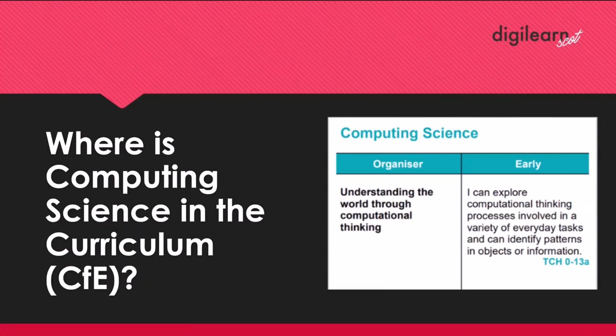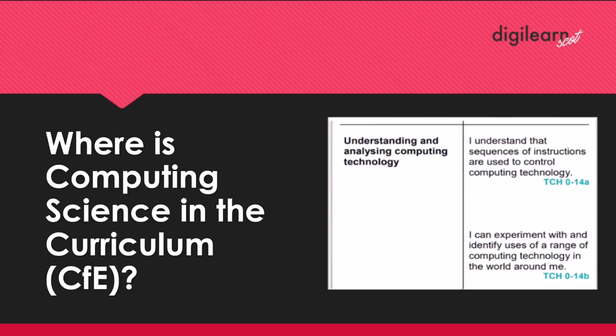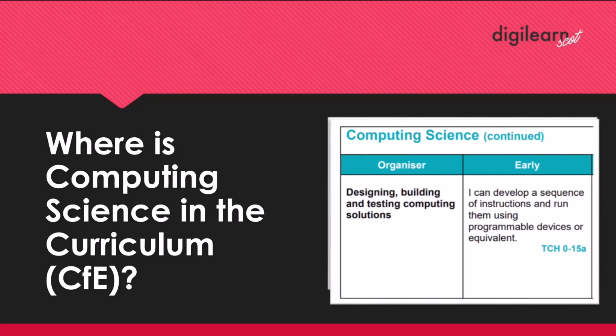Understanding and analysing computing technology is all about how computing science works in the world around us. Where are the computers? What's inside? What makes things work? Designing, building and testing computing solutions. This is about programming and using coding devices or equivalent to create simple sets of instructions or algorithms. Note the equivalent, we'll come back to that later.